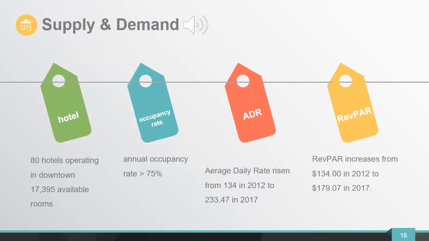For the supply and demand analysis, there are 80 hotels operating in downtown and offering more than 17,000 available rooms. The annual occupancy rate is more than 75% and the ADR has risen from $134 in 2012 to $234 in 2017. The revenue per available room increased from $134 to $180.